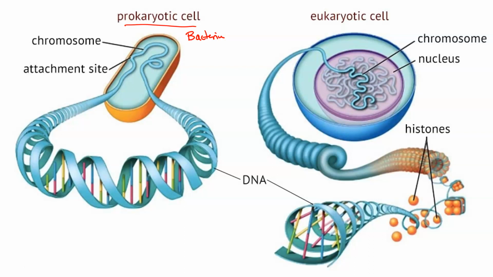The big difference between prokaryote and eukaryote chromosomes is that prokaryotes have a single chromosome, and that single chromosome is circular, meaning it starts and stops, if you will, at the same spot. A difference among eukaryotic cells is that the chromosomes are multiple. There are multiple chromosomes associated with a eukaryotic cell.